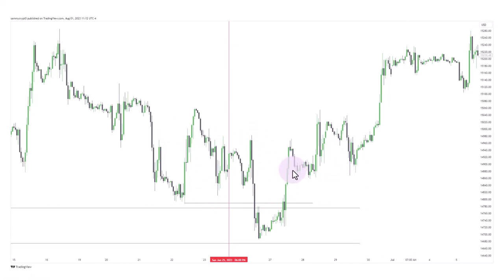Okay, so I'm going to give a little assignment. Bear with me. This is the opening of the new week, and this was where Friday ended. Sunday started there, then Monday opened, and price drops into that fair value gap, sweeping this low, then trading back up again.